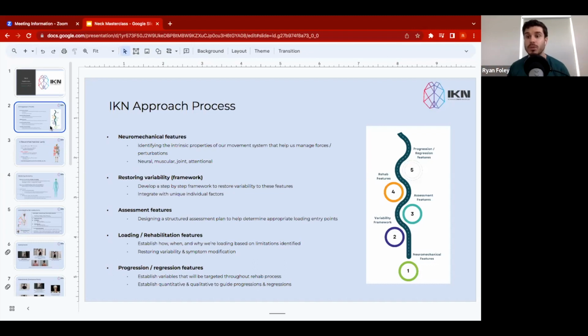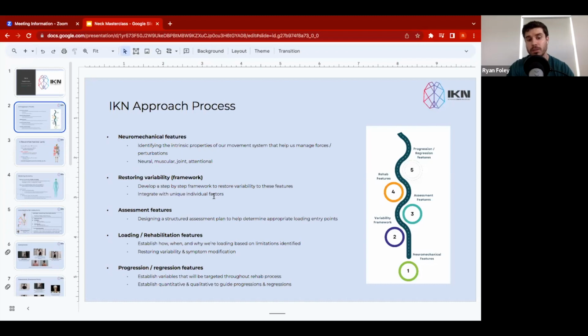It could be secondary to an unhelpful belief about the capacity of their system. Okay. And then we're going to move into restoring variability. So we have to develop a step-by-step framework to restore that variability. And then, like I said, we integrate that with unique individual factors, based upon the neuromechanical features.